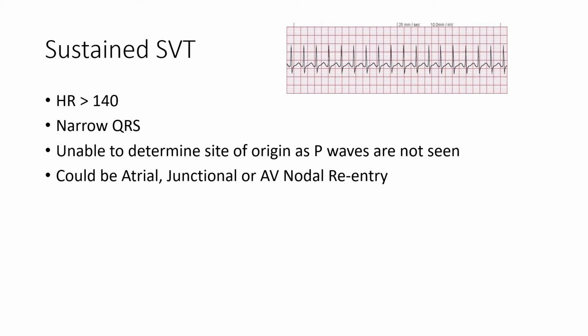You can't see if there's P waves, you can't see what the underlying rhythm is. It could be atrial fib, it could be atrial flutter, it could be junctional, it could be a reentry, but you just can't see because it's going too fast.